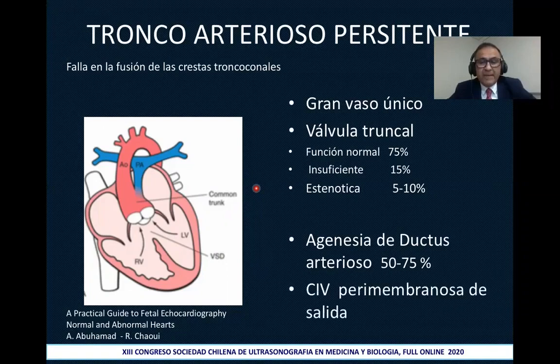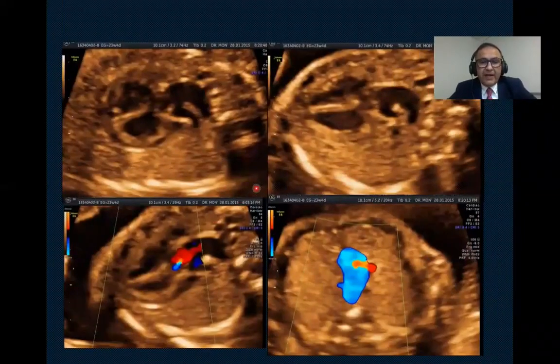Perimembranous outlet ventricular septal defect, VSD. We can see a type 1 truncus arteriosus where the ventricular septal defect is visible. And here this large vessel comes out, which would be the arterial trunk. And from this trunk, this vessel emerges, which would be the pulmonary artery. And here we see the truncus arteriosus, which has an insufficient valve.